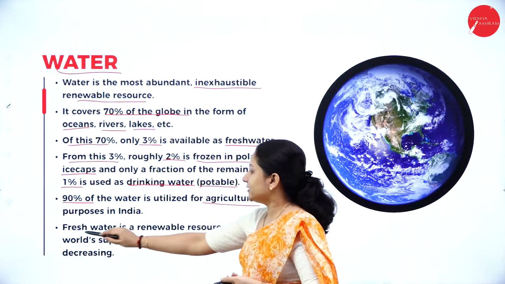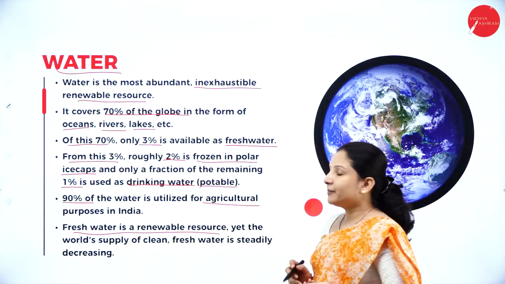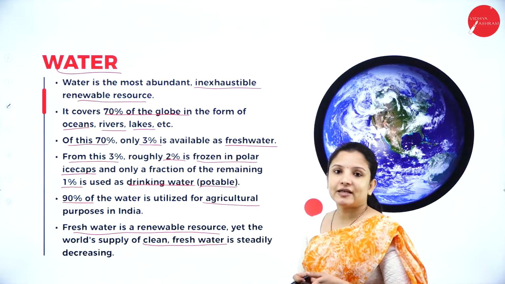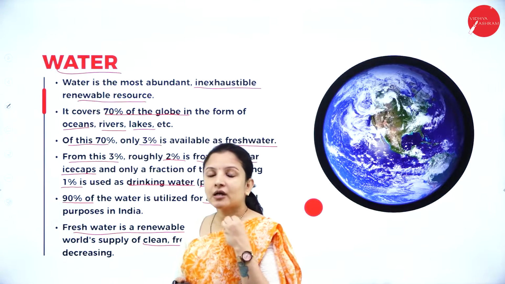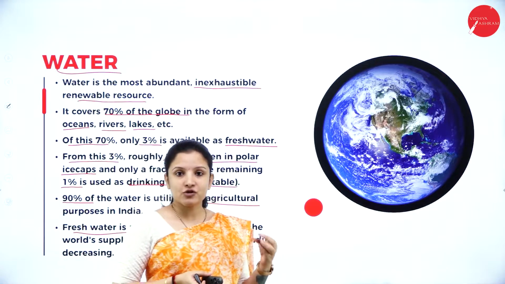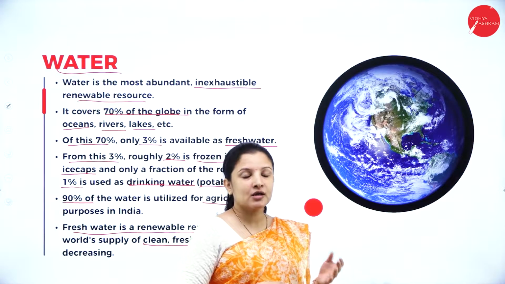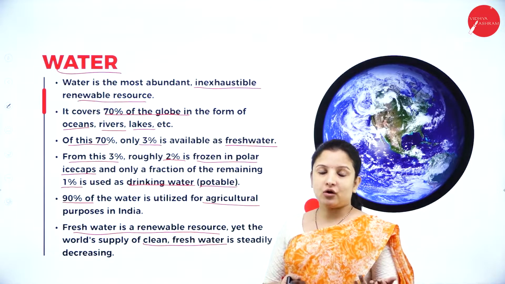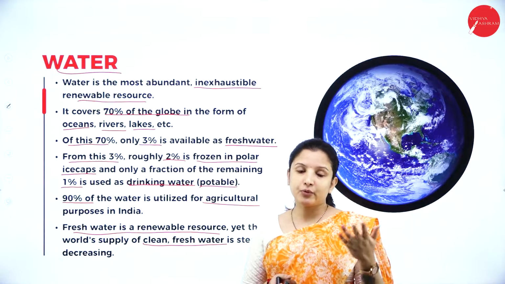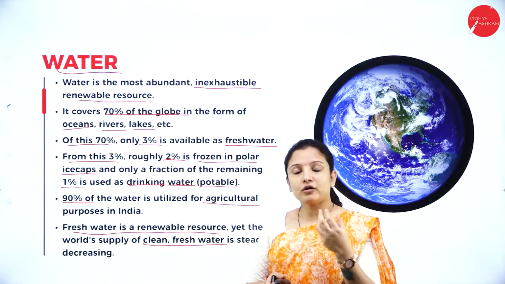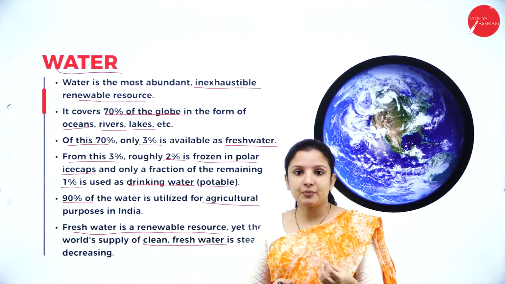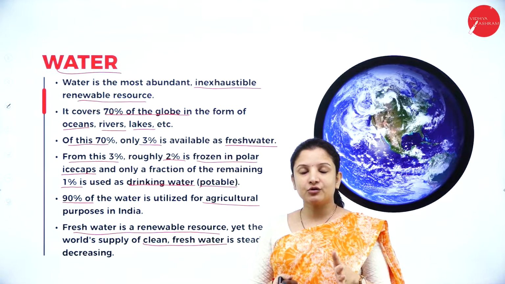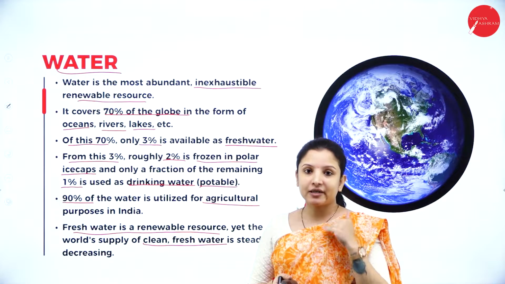So fresh water, as I told you, is a renewable resource, but still the world's supply of clean fresh water is steadily decreasing. Why? Because of us, right? Whatever fresh water is there, that also we are polluting with agricultural waste, with industrial waste, by washing clothes on the river banks, therefore dirtying or polluting that particular water, and what not ill effects we cause on that fresh water, right? So that is why, though fresh water is a renewable resource, the fresh water is becoming depleted.